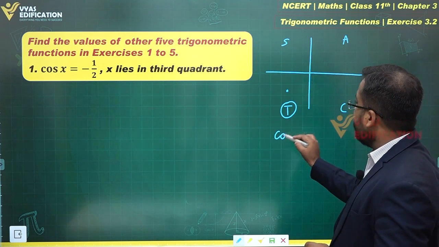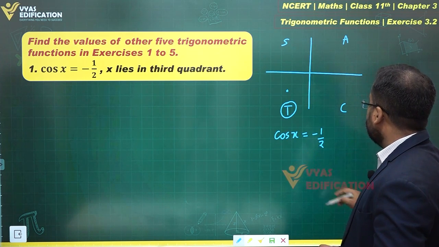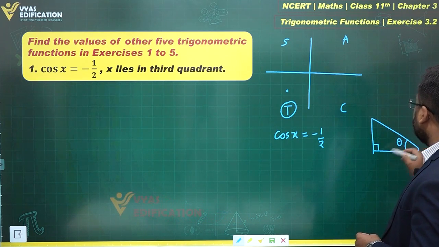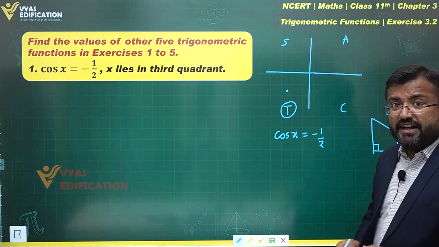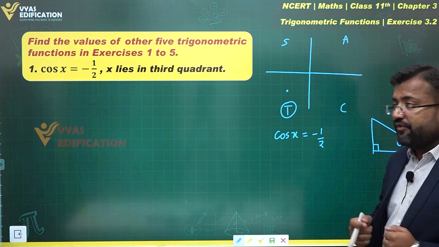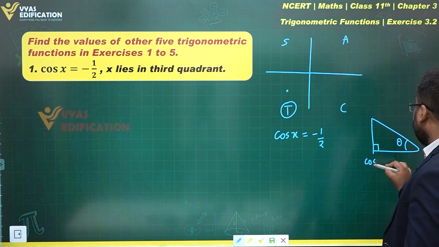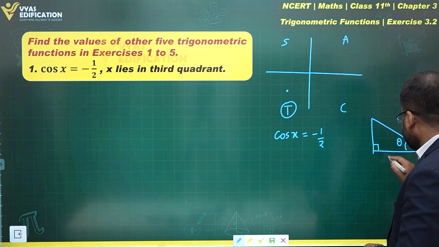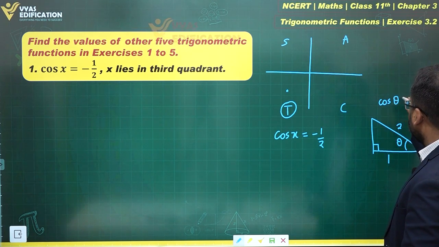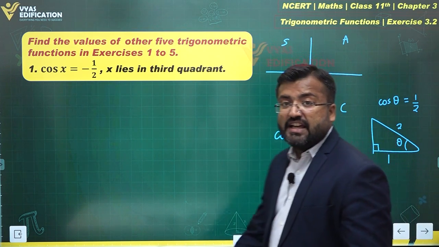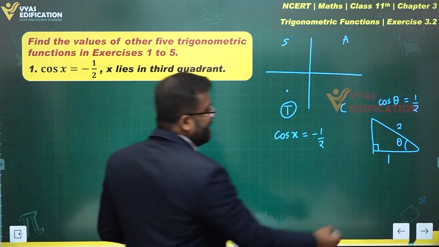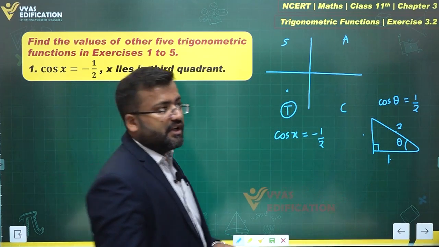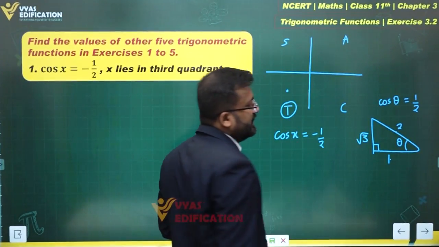Cos x is equal to minus 1 by 2, or you can say that if you had a right angle triangle where this angle is theta, cos theta would be half for that matter, right? We'll have to consider the modulus value, the positive value of that. Cos theta equals half tells us that this base length is 1, and this hypotenuse is 2. Once you are aware of this much, we can easily find this perpendicular. The length of perpendicular would be the square root of hypotenuse square minus base square, which is 4 minus 1 under root, which is root 3.